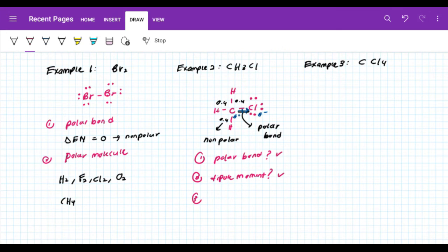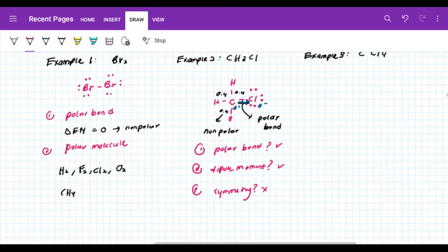The third element that we have to consider is the symmetry of the molecule. In this case, there is non-symmetry. Why? Because the dipole moment only exists between carbon and chlorine. There is no dipole moment from carbon to hydrogen. Symmetry must have the same dipole moment in all directions. So if the molecule has a polar bond and a dipole moment but is non-symmetrical, it exists as a polar molecule.